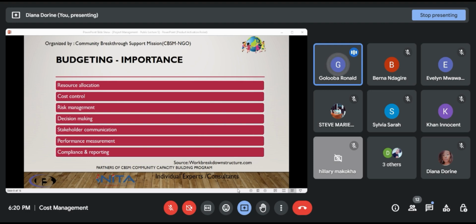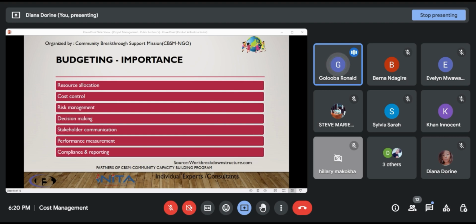It ensures compliance with financial regulations, contractual obligations, and organizational policies. So the budget provides necessary documentation for reporting, audits, and compliance checks, which demonstrates accountability and adherence to the established guidelines.